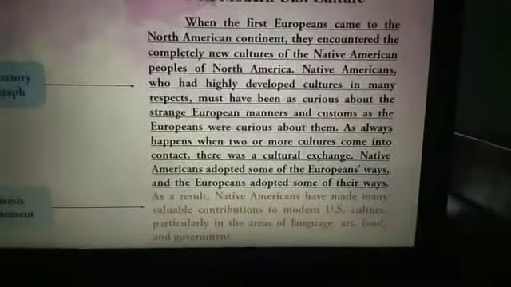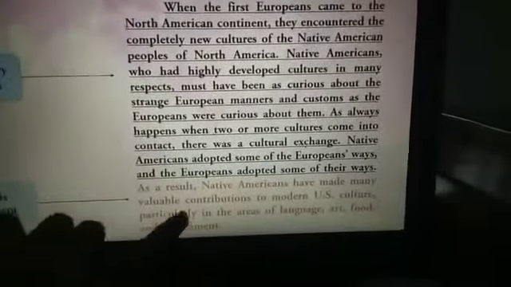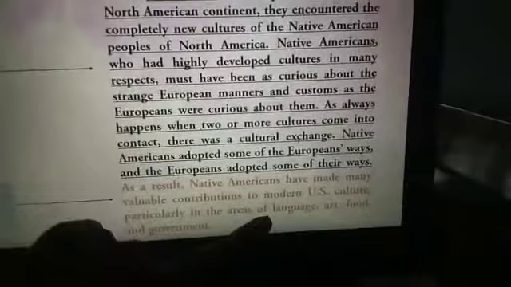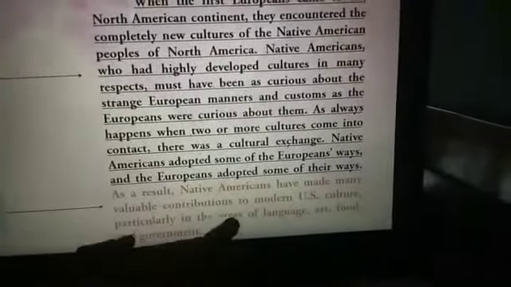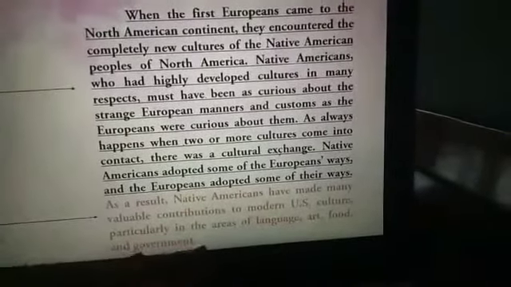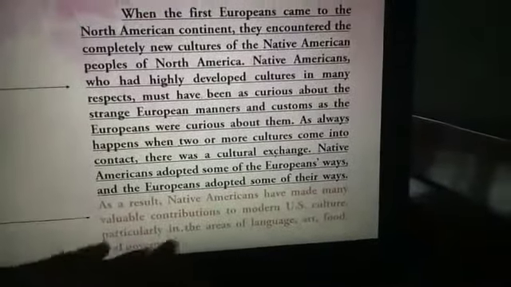So in the thesis statement, you must mention what you will write about in the body paragraph. Like in this essay, they mention language, art, food, and government. So in the body paragraph, it explains that specific sentence.